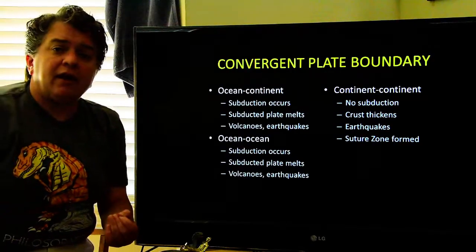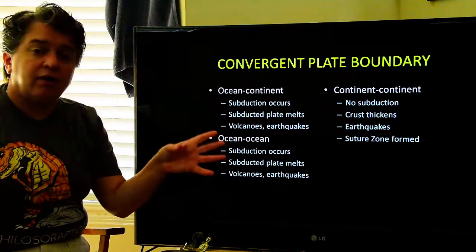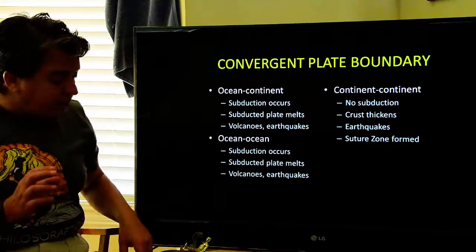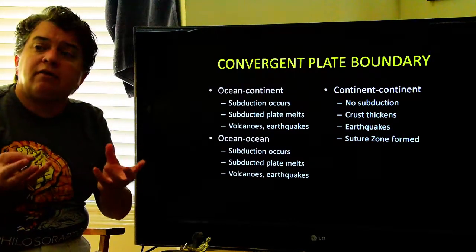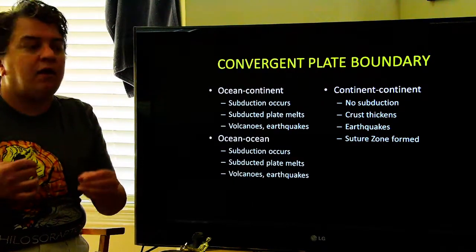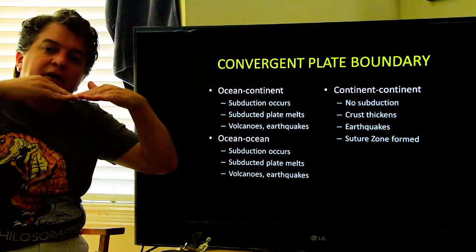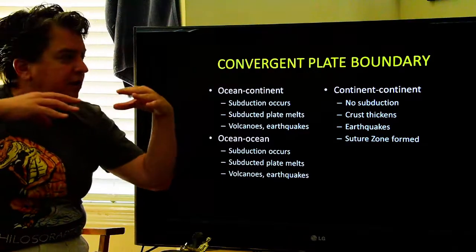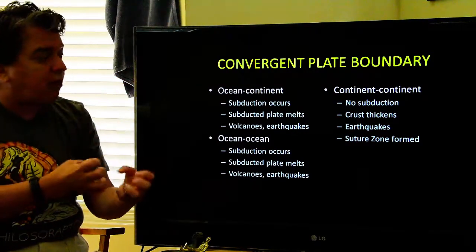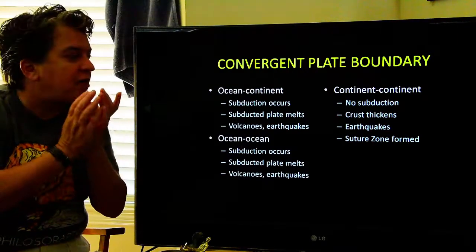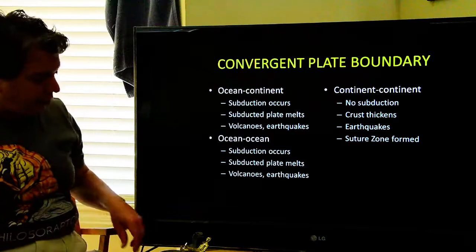Now, the last thing that can happen where two plates collide with each other is you could have two continents colliding. Continental crust is very thick. It's also very low density, so it cannot subduct. Thus, instead of having one plate sink under the other, the two plates crash against each other and crumple, and the crust thickens. This is where we get the thickest continental crust.